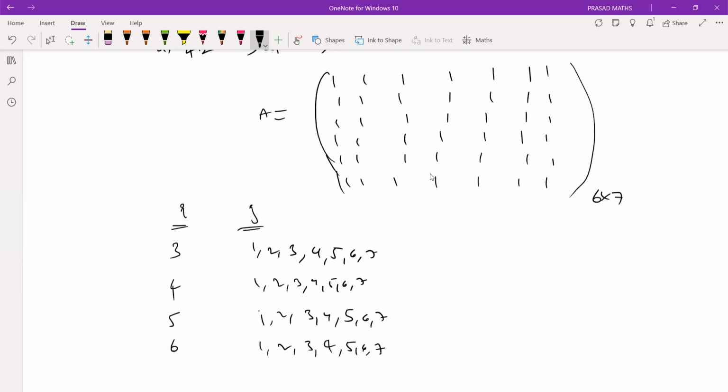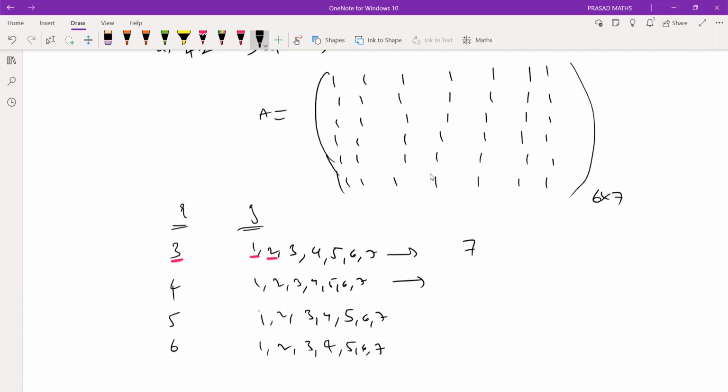Now tell me, what is the number of submatrices with 3 rows and 1 column? Only 1. Number of submatrices of 3 rows and 2 columns? Only 1. How many in total? 7. Total is 7.